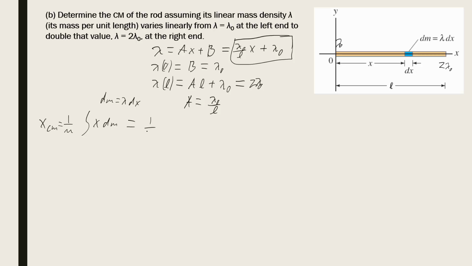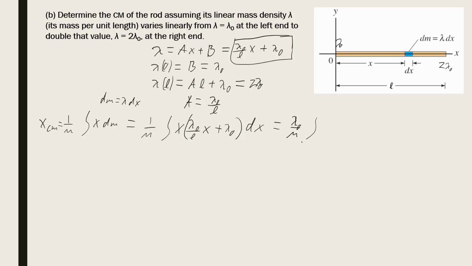So we've got 1 over m times the integral of x. And it's not constant, right? This is a function of x there. So we're going to have lambda naught over L times x plus lambda naught, because this whole thing here was lambda. And that is times dx. So we're going to have to integrate this thing. We've got 1 over m. We can actually pull out that lambda naught because it's in each term, and that is constant. So throw that on top there.